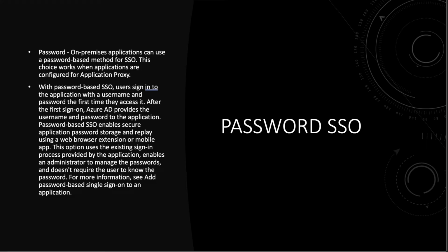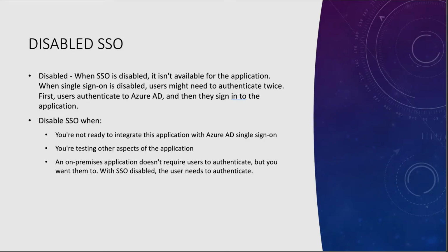And again, password SSO, on-premise applications just use password-based, so your username, your password, you do it once and you are in the system and you are good to go. Really straightforward. Then the next one is if you've disabled SSO and it isn't available for the application, you need to authenticate twice or more, depending on what you use. So this is one of those things where you may want to disable SSO when you're just not ready, or you've got something that is like super secret or super secure that you really do want to have a separate username and password for that.